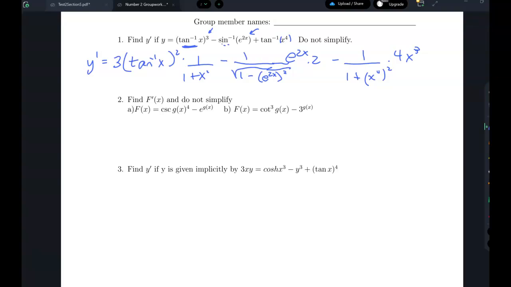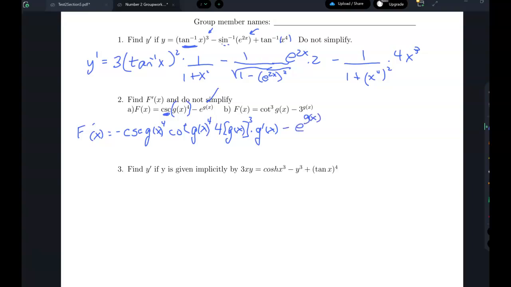Okay, so this one here, the cosecant is the most outside function, and all of that's the angle. To take the derivative of cosecant, negative cosecant, cotangent, and leave room for that angle. So it's g of x to the 4th, g of x to the 4th, and then take the derivative of the g of x to the 4th. So that's 4 g of x cubed times the derivative of g of x, which is g prime. Then moving on to this e guy, the derivative of e to the stuff is e to the stuff times the derivative of stuff.